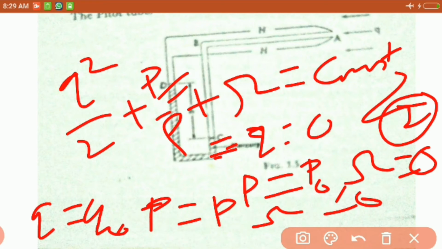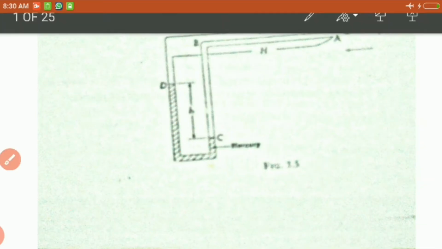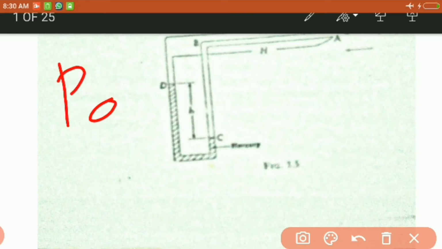And therefore, by putting these values in this equation, we get q is 0, so this will be 0. And P is equal to P0, so this is P0 by rho. And omega is 0, so this will be 0. And we get P0 by rho is equal to constant.